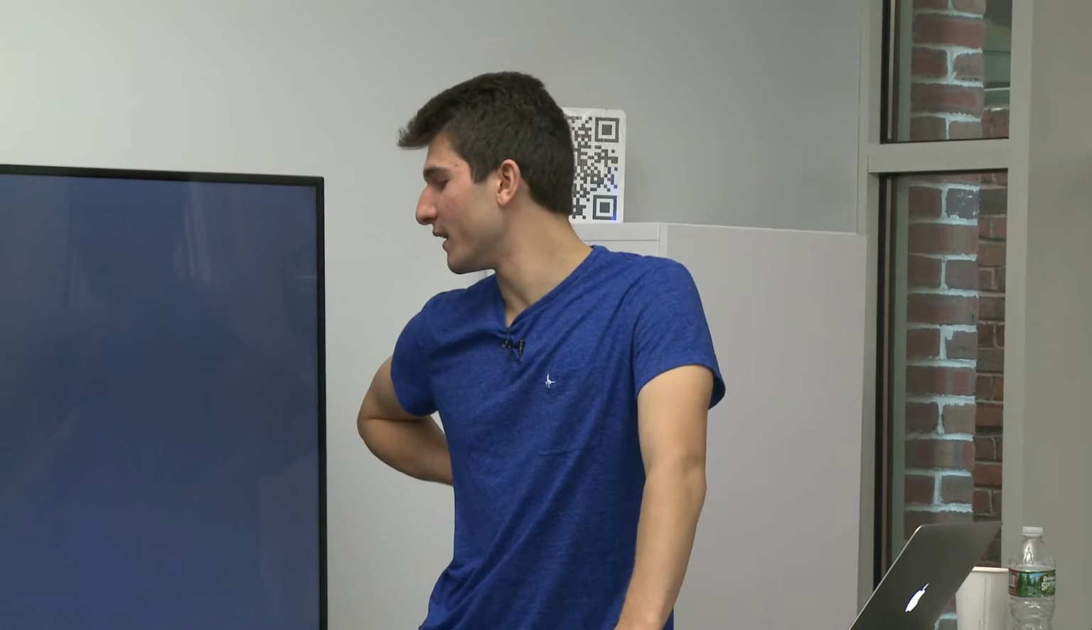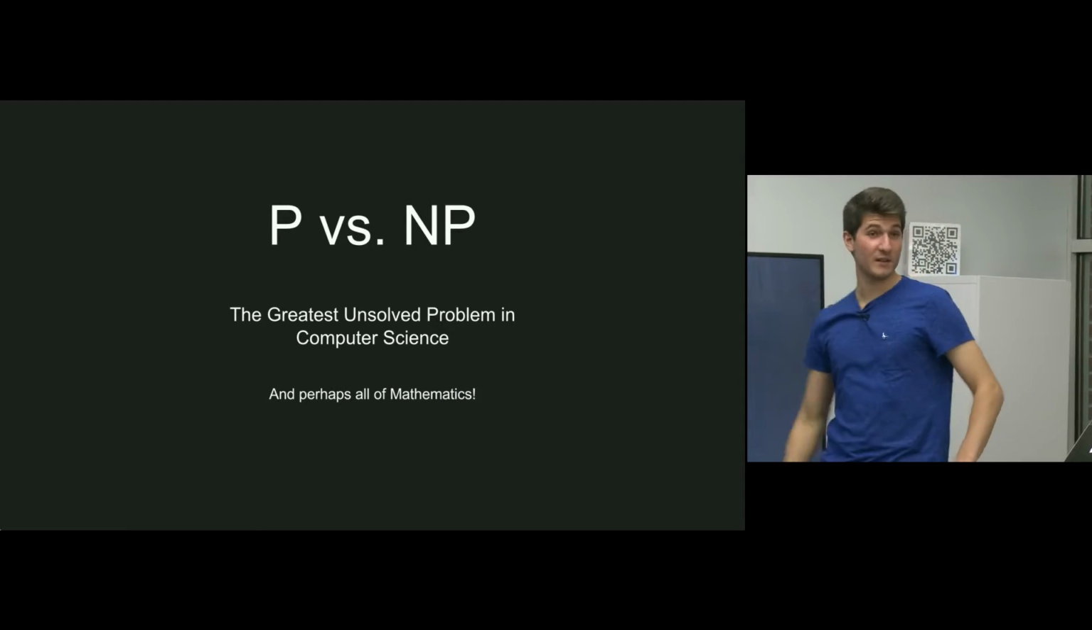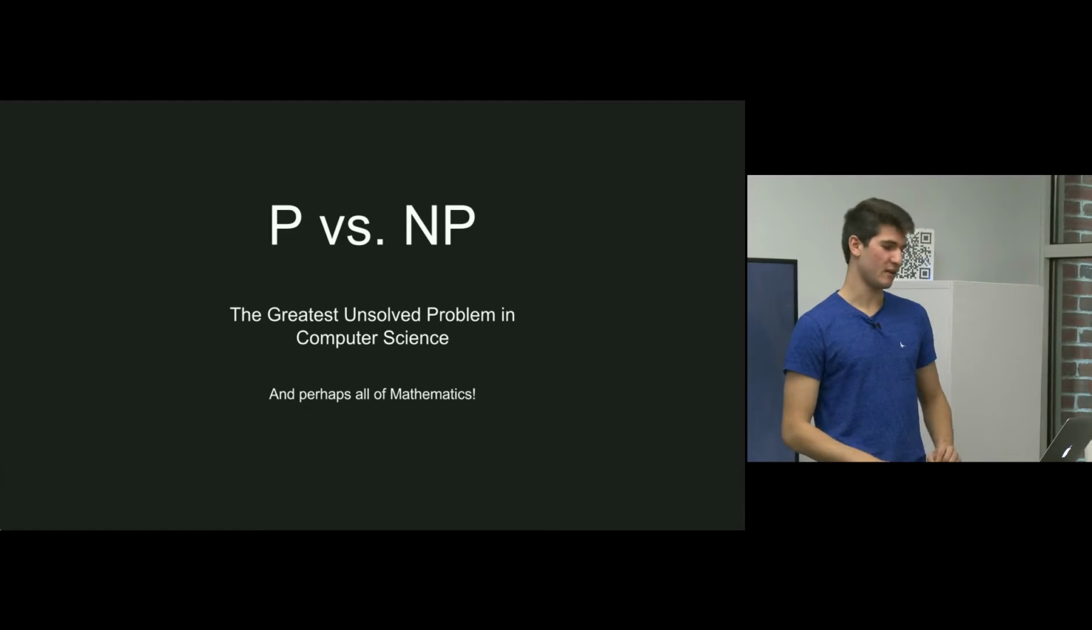And P versus NP is what I'm going to be talking about. It is the greatest unsolved problem in computer science and maybe all of math, I think. It's something that has fascinated me for a while, so I think it's a natural extension of CS50, and I hope you learn something from it. We'll go into some of the details as well as the big picture of what is P versus NP.